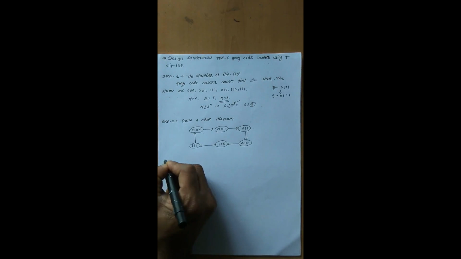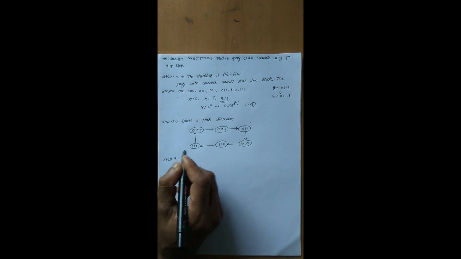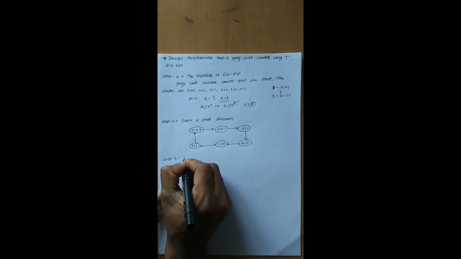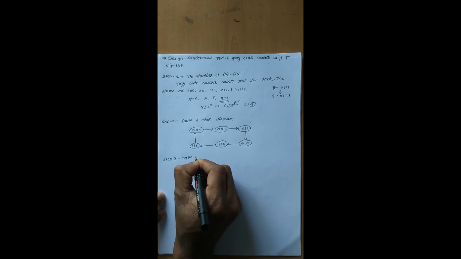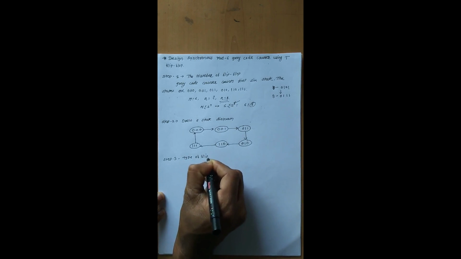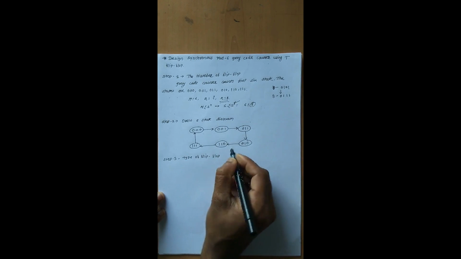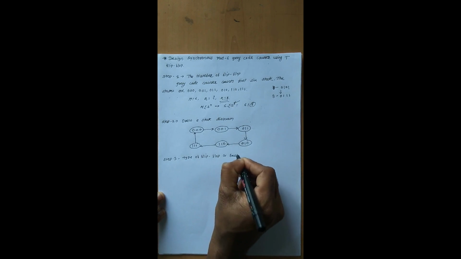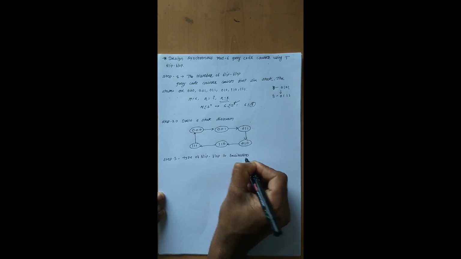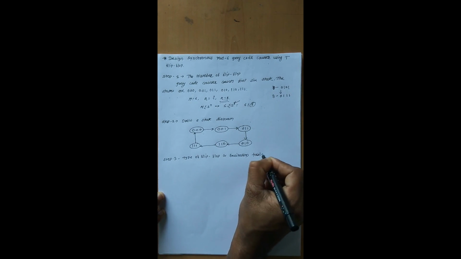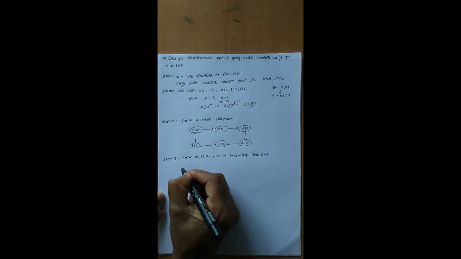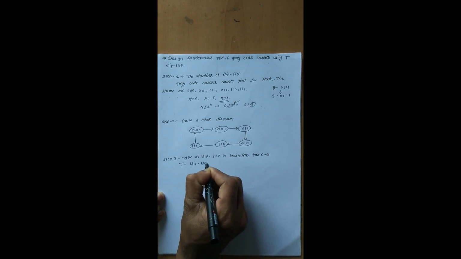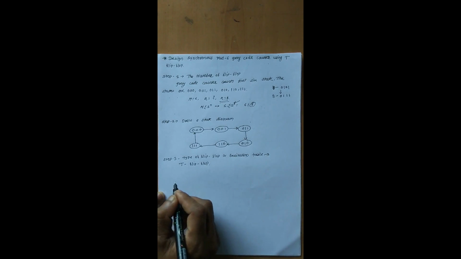Then step 3 is nothing but the type of flip-flop and excitation table. No doubt in the problem we are going to use the T flip-flop, which is given in the problem statement, and for that T flip-flop we want to design the excitation table.